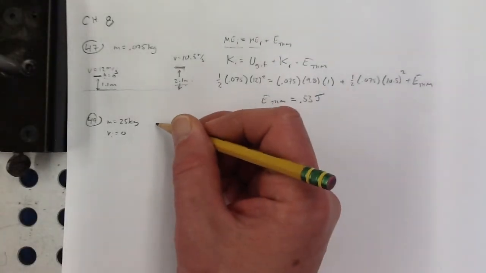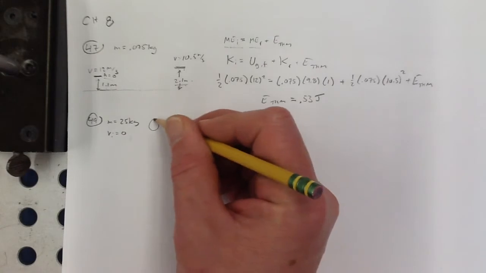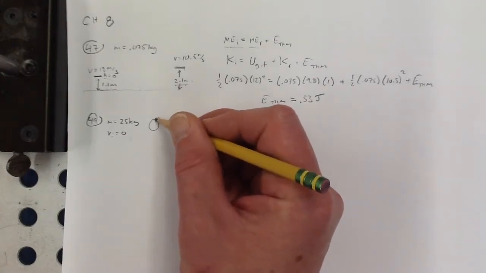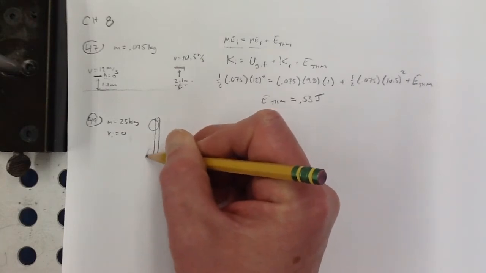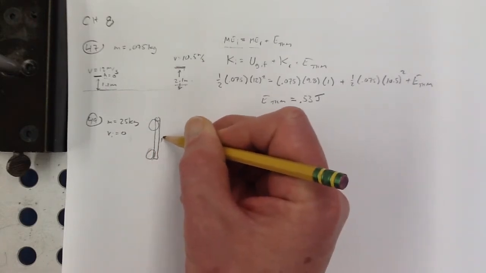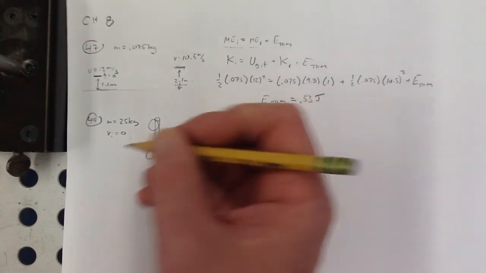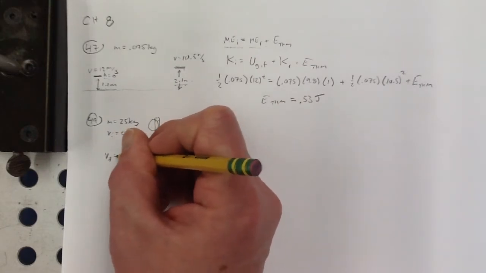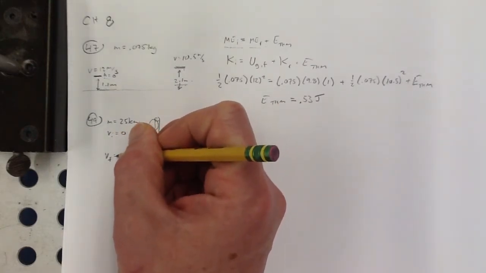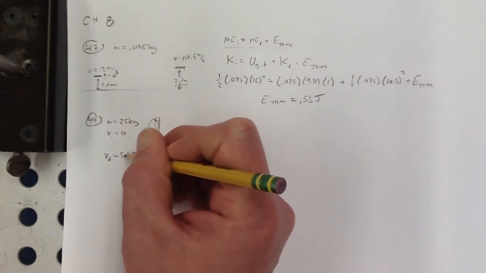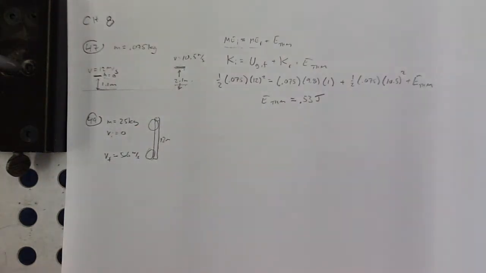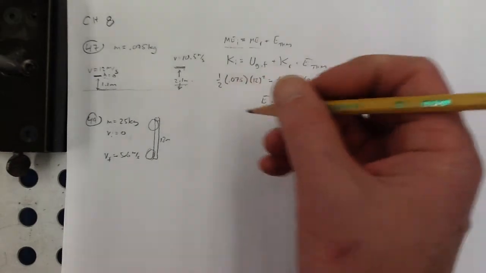So the bear is going to start here. I don't really know how to draw a bear. And then end up here. This is 12 meters. And the bear's final velocity is 5.6 meters per second. All right. What change occurs in the gravitational potential energy of the bear Earth system during the slide?